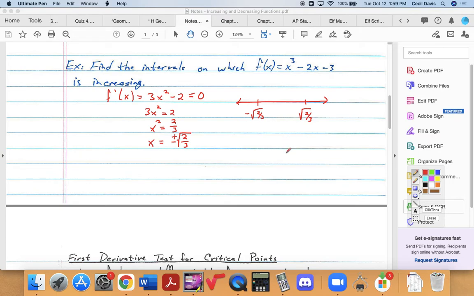And you could test values, but this is a simple parabola, right? 3x squared minus 2.